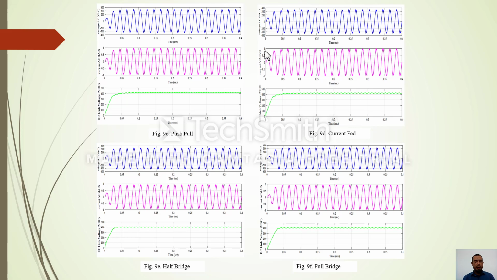Figure 9D is an output waveform for current-fed. In the first cycle, the value is less than half, the same as the output waveform of push-pull, and takes 0.05 seconds to stabilize. Figure 9E is an output waveform for half-bridge. In the first cycle, the value is less than half and takes 0.03 second to stabilize.